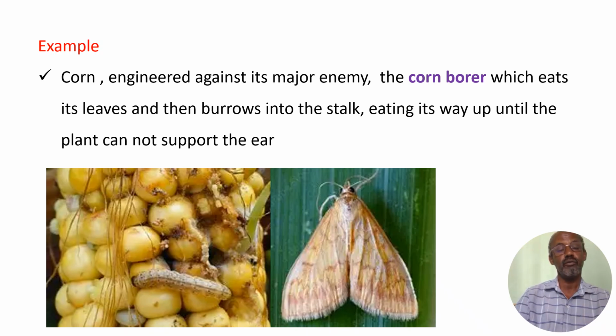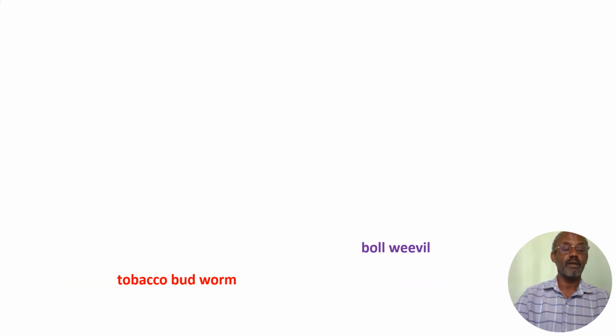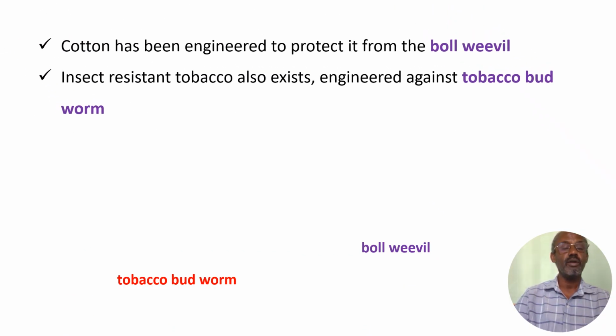Therefore, if you engineer this corn plant by taking a gene from Bacillus thuringiensis to produce Cry protein, this worm will be killed, or the larva will be killed. And the other is cotton, which has been engineered to protect it from the boll weevil.